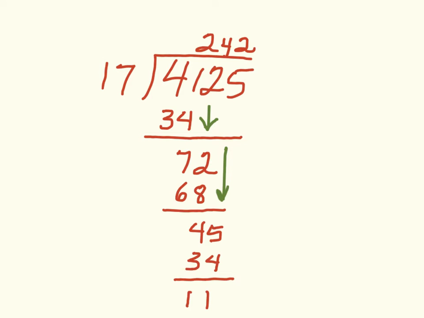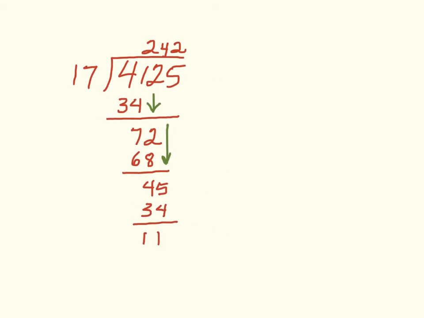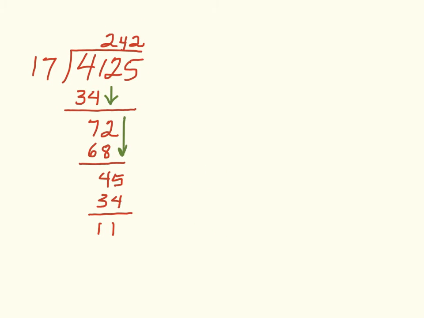First, you divide 17 into 41. Then you multiply 2 times 17. Then you subtract 34 from 41. Then you bring down the 2. Then you start all over with division. So the steps are divide, multiply, subtract, bring down.